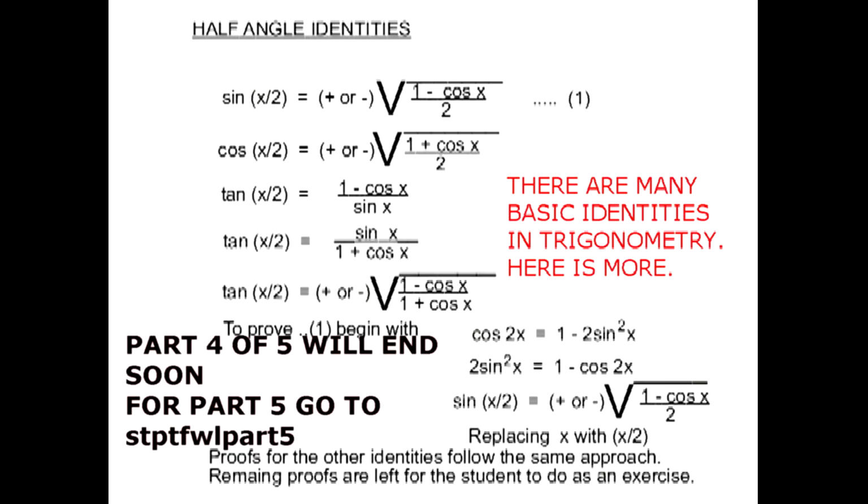Notice that cos 2x became cos x. Well, that's because we took half the angle when we replaced x originally by x divided by 2. So when x became x divided by 2 in sine x over 2, the cos 2x became cos x.